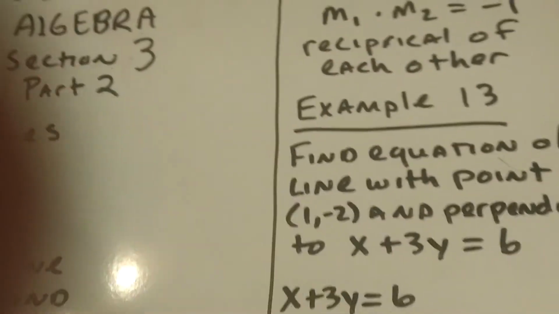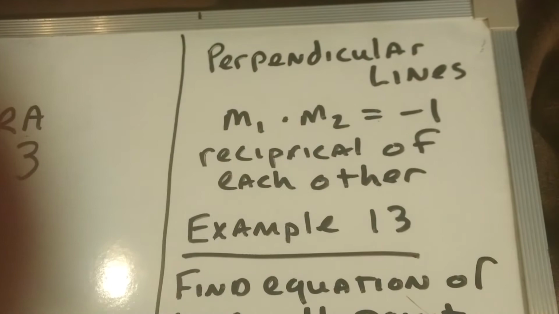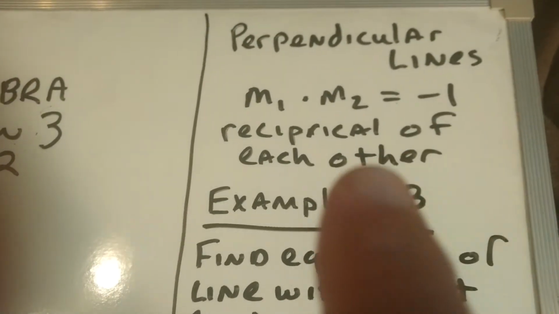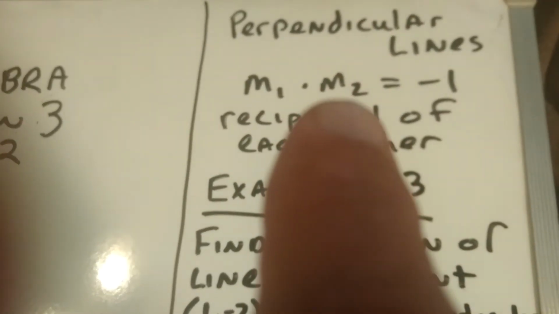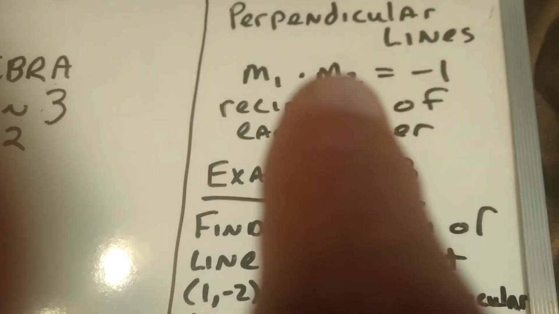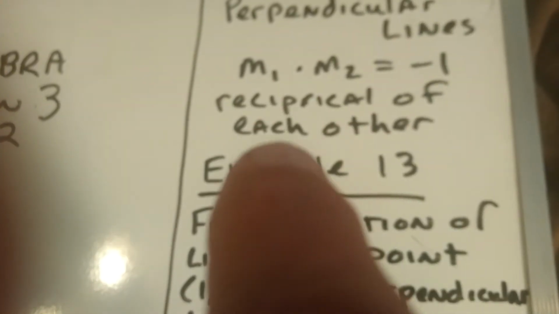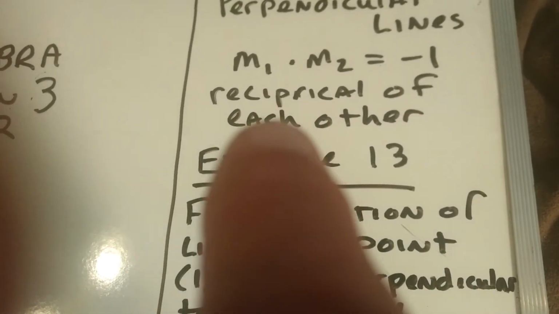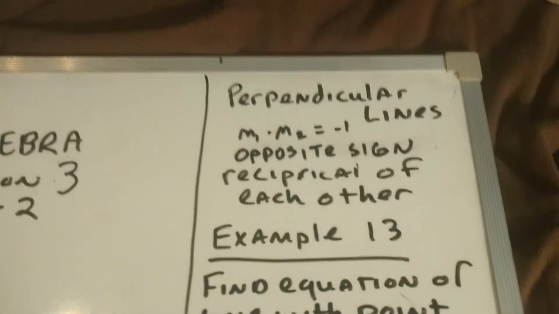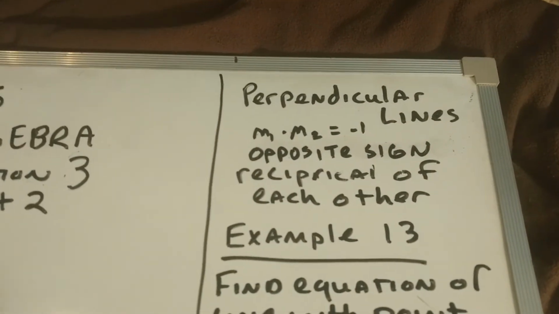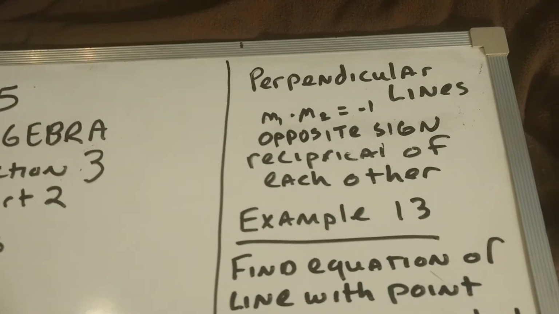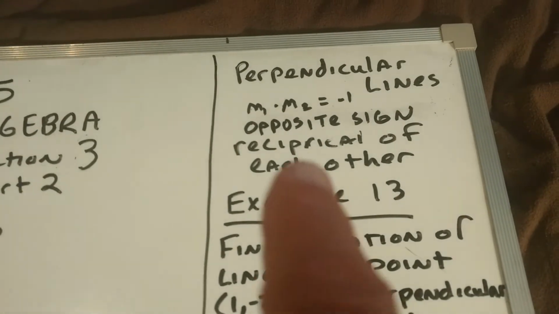The other type of problem we can get is dealing with perpendicular lines. The relationship of slopes of perpendicular lines is that if you take 2 perpendicular line slopes and multiply them, you'll get negative 1. Or another way to look at it, they are opposite sign reciprocals of each other. That means that if one slope is 1/3, the other slope is negative 3, meaning negative 3 over 1.